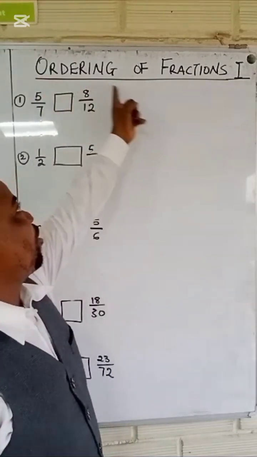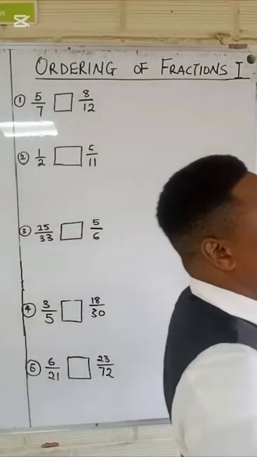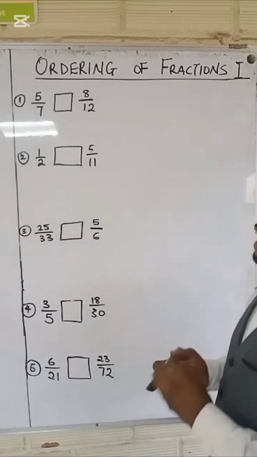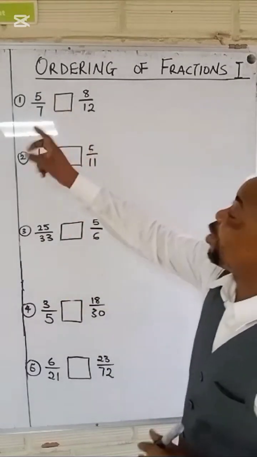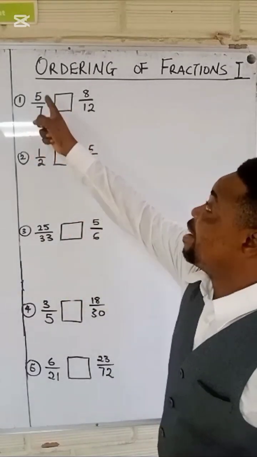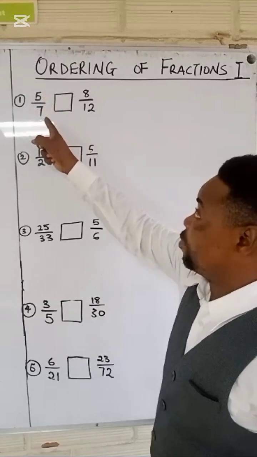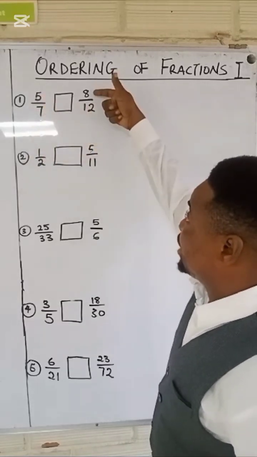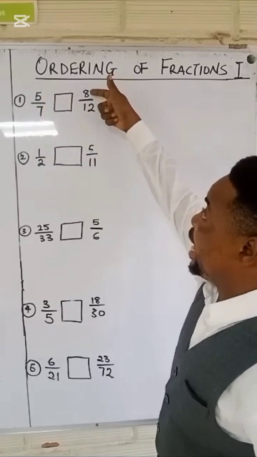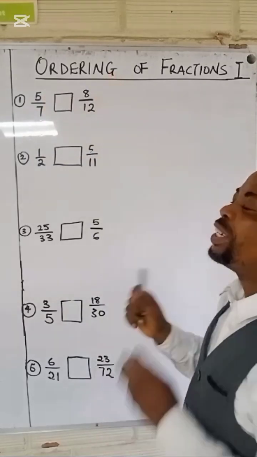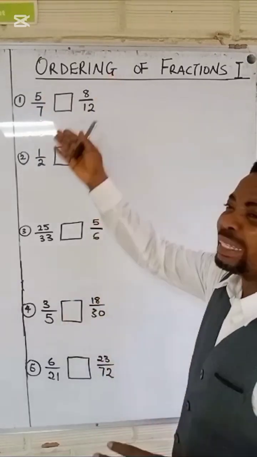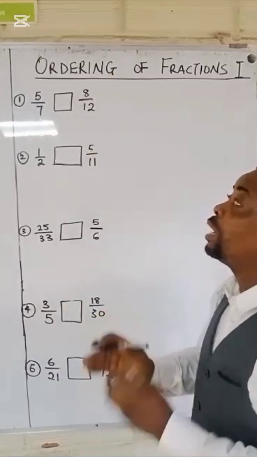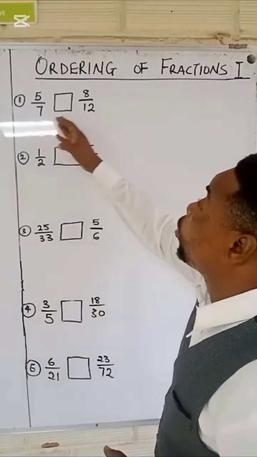Today we are considering ordering of fractions. So what are we talking about? Physically looking, you cannot say which one is bigger: 5/7 or 8/12. You cannot say which one is actually bigger looking at it like this. Then how will you be able to differentiate which one is bigger?